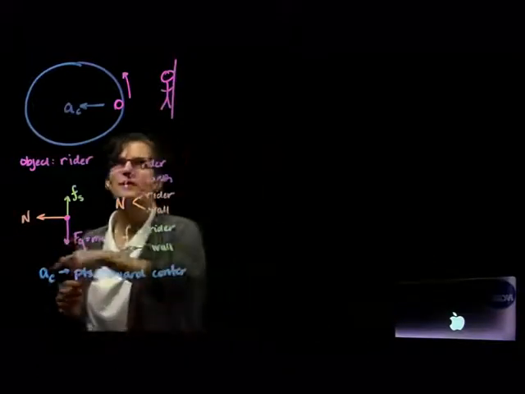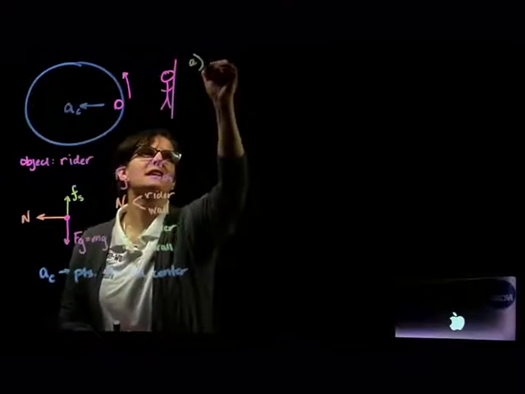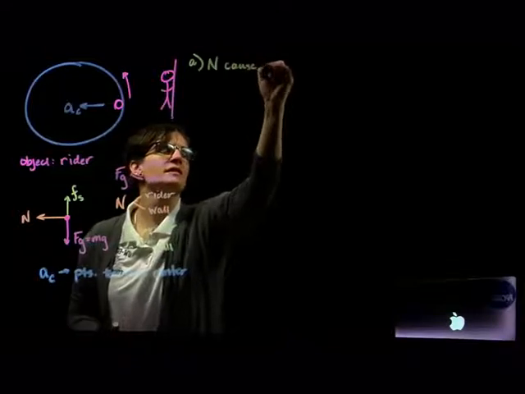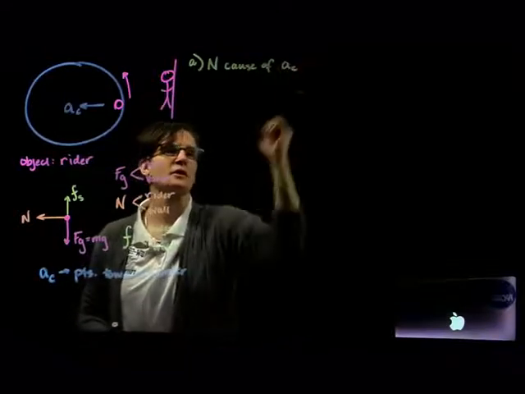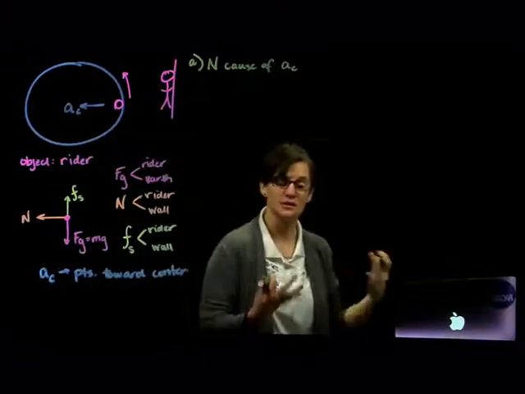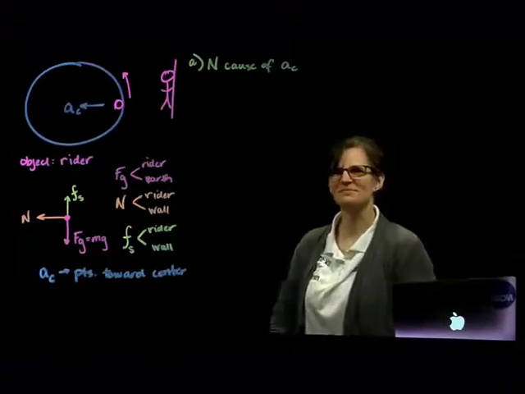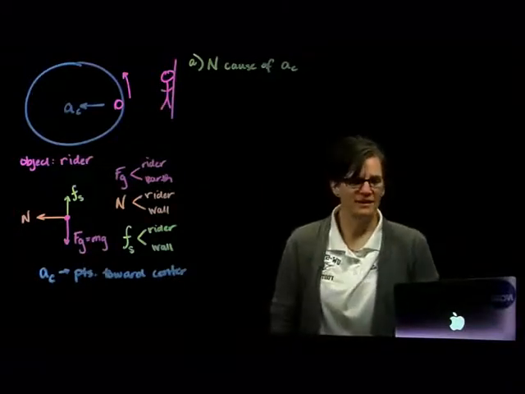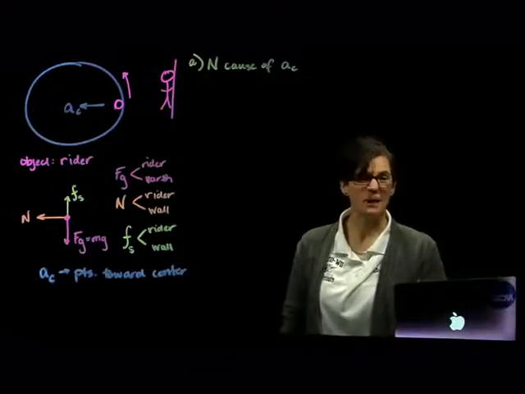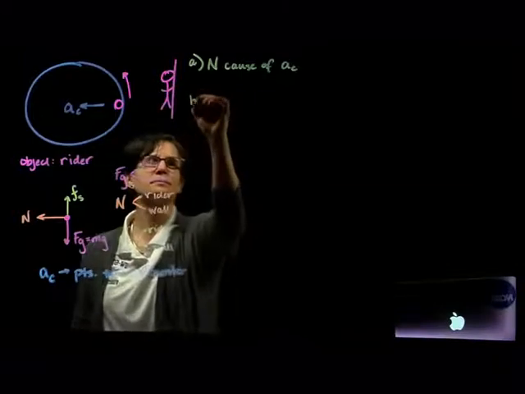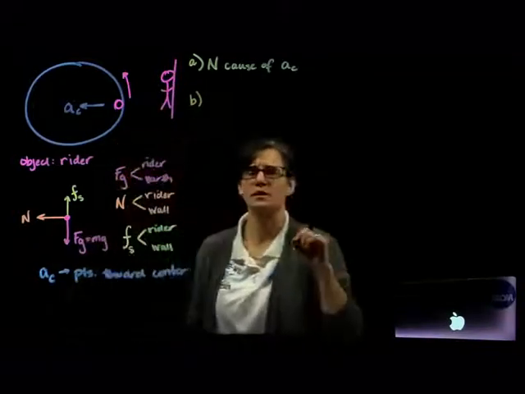And so part A tells us that the normal force is the source of that centripetal acceleration, and therefore the centripetal force, the sum of the forces, but there's only one, so it's the normal force. All right, now it's asking how big is it? How big is that centripetal acceleration, and therefore that centripetal force?